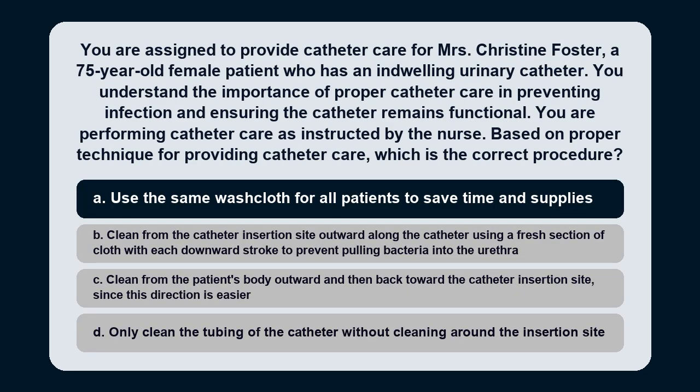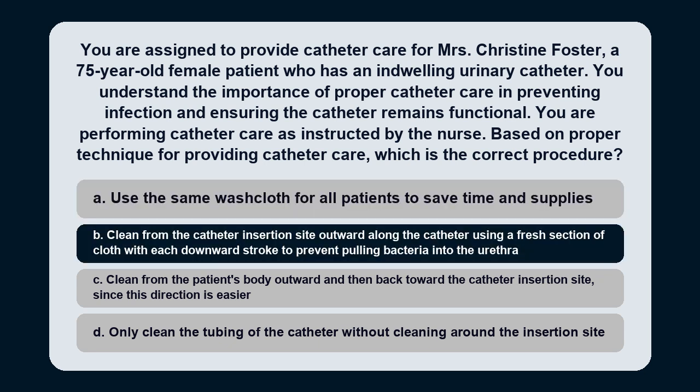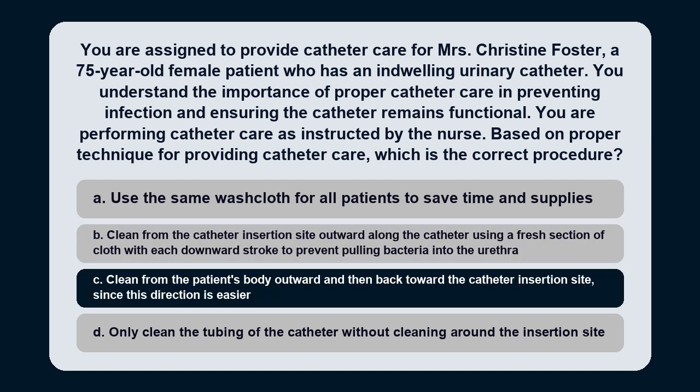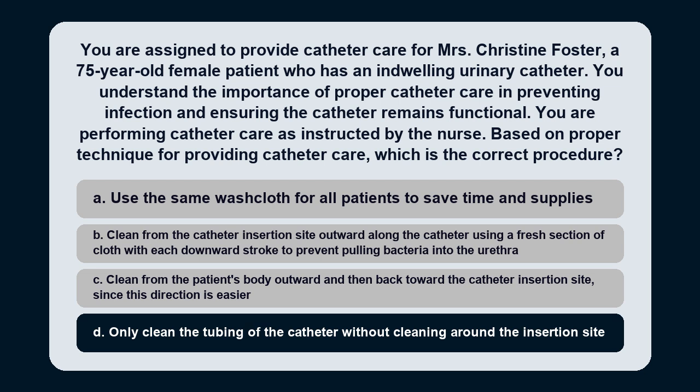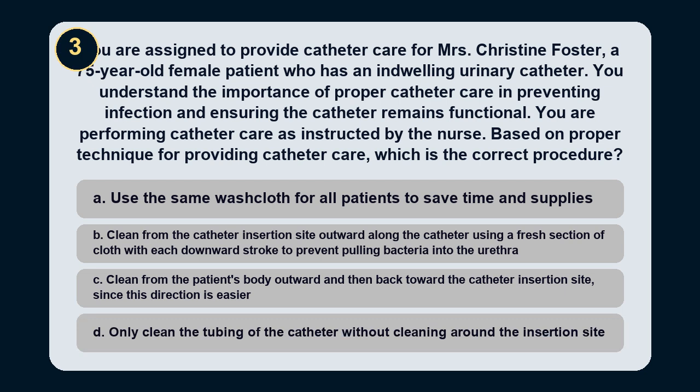Option A. Use the same washcloth for all patients to save time and supplies. Option B. Clean from the catheter insertion site outward along the catheter using a fresh section of cloth with each downward stroke to prevent pulling bacteria into the urethra. Option C. Clean from the patient's body outward and then back toward the catheter insertion site, since this direction is easier. Option D. Only clean the tubing of the catheter without cleaning around the insertion site.